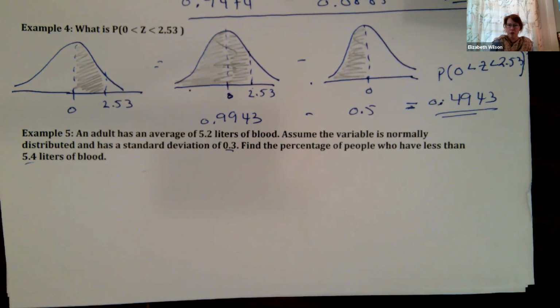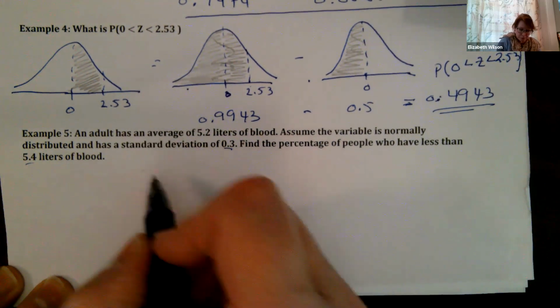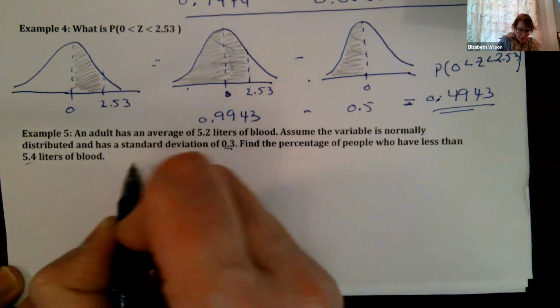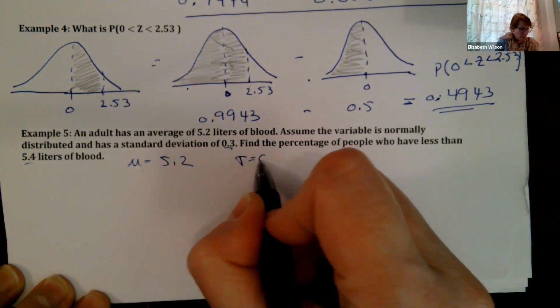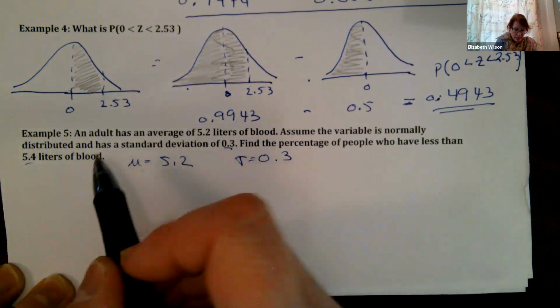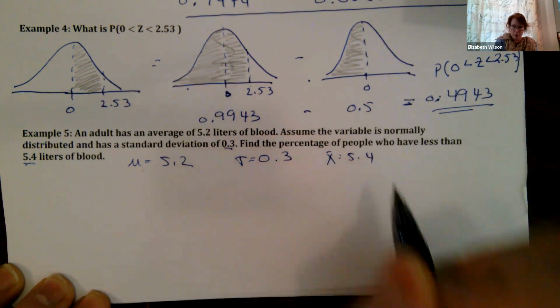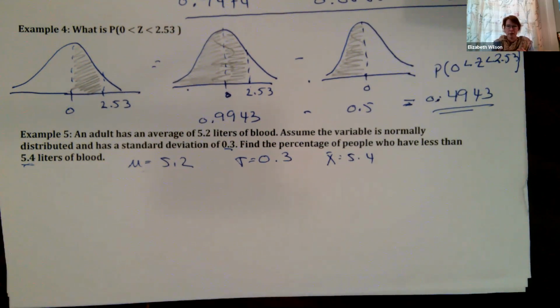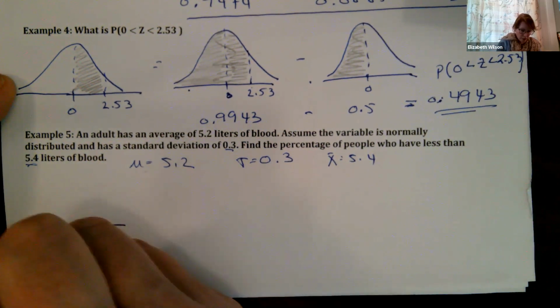So we were given certain pieces of information within this puzzle, right? The first thing I'm going to do is start writing down what we have. My mean is 5.2. My standard deviation is 0.3. And a person has an x bar equal to 5.4. I need to translate these numbers into our z value so I can use my standard normal table.